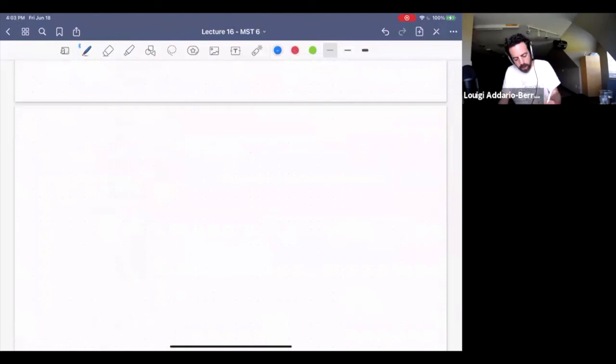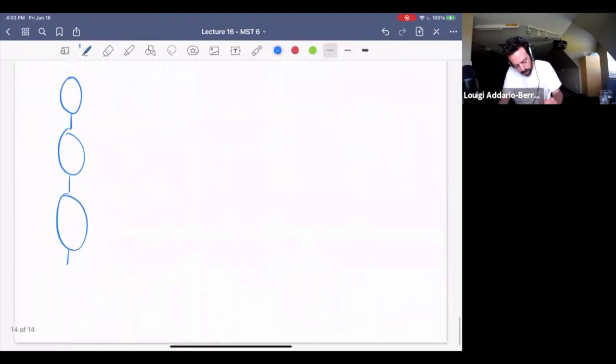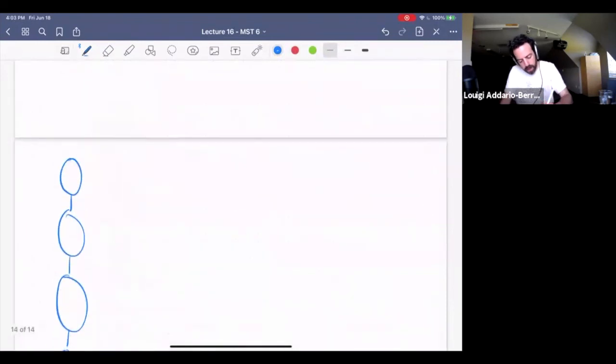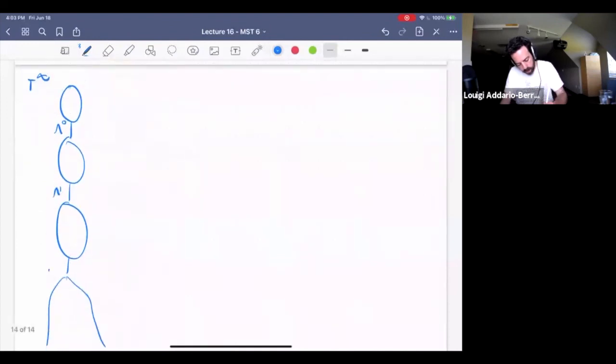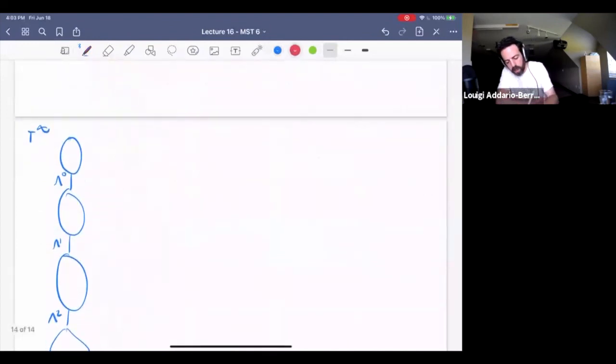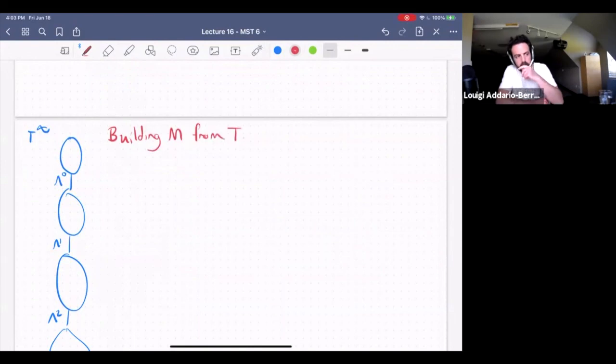So let me draw it vertically now. We have this tree, T infinity, and we'd like to understand how this tree sits within M. And the goal is, again, to show that M is also one-ended.